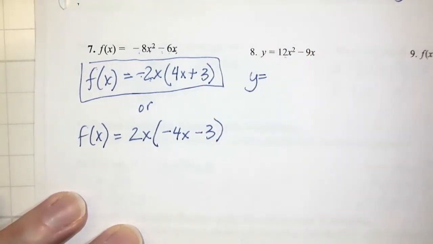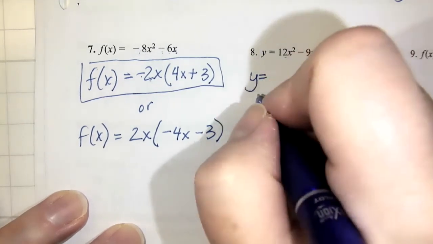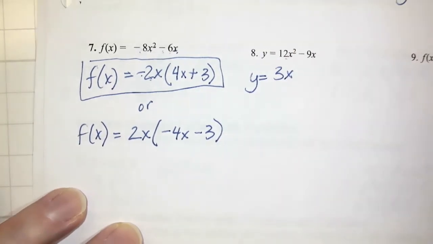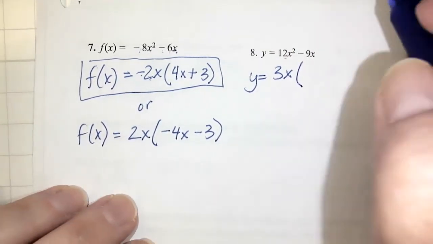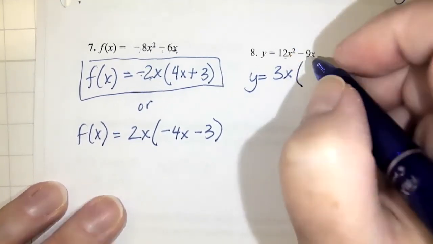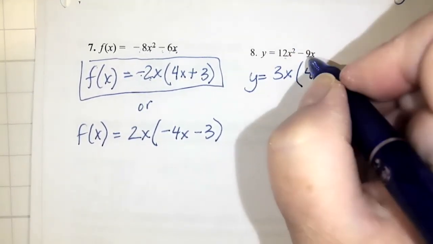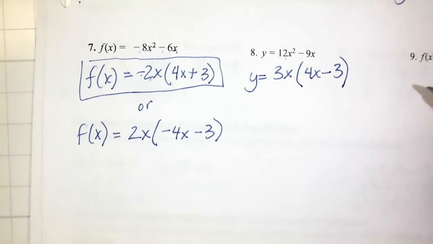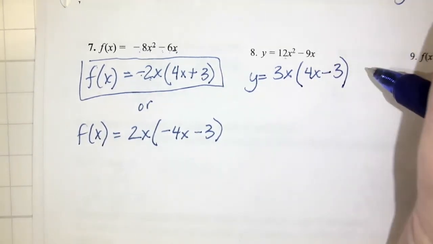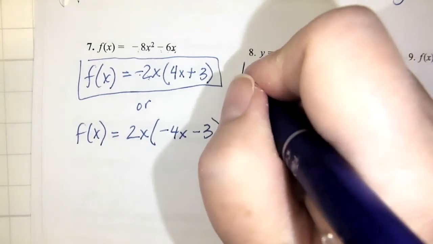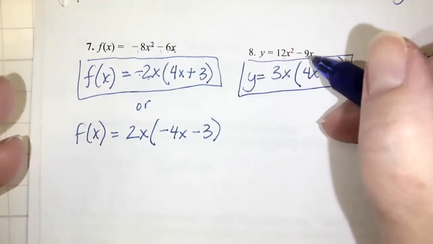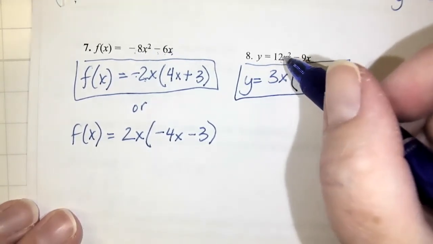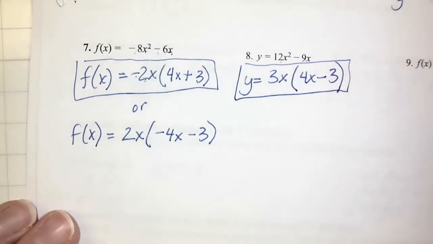So we look at 12 and 9. What's the GCF of 12 and 9? 3. What's the GCF of x squared and x? X. So 12x squared divided by 3x is 4x, and negative 9x divided by 3x is minus 3. So we have 3x times the quantity 4x minus 3. You wouldn't factor out a negative, but if you did, it wouldn't be incorrect, but typically we have that first term positive, so we keep them both positive.